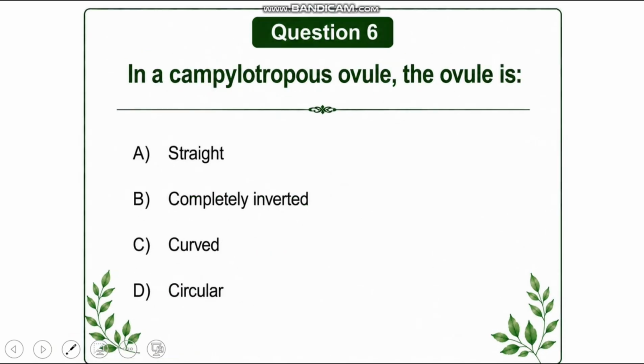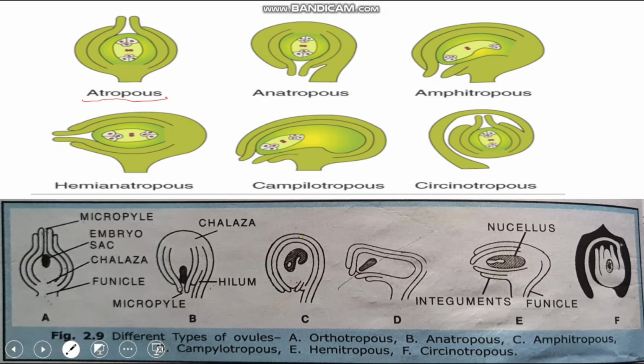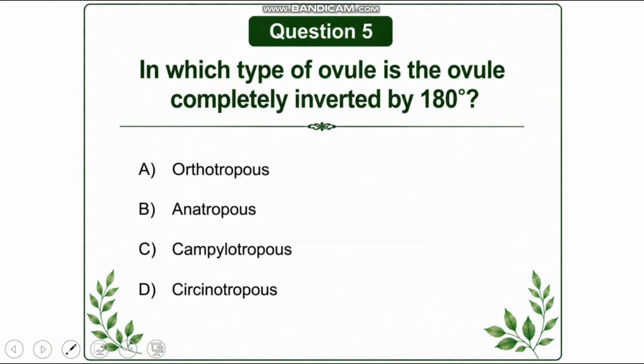Next question. The campylotropous ovule is the ovule which is, answer C, a curved ovule. Here we have seen the campylotropous. This is a curved ovule. The answer is curved ovule.